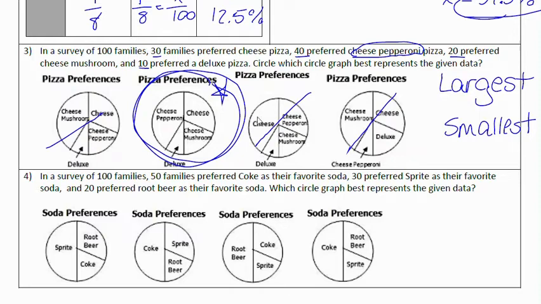So in this one, again, you're just going to look at your largest piece and then your smallest. So we had 50 families preferred Coke, 30 preferred Sprite, 20 preferred root beer. Which circle graph represents the data? So I'm going to look for the biggest one, which is Coke. Well, Coke is biggest here. It is not biggest here, and it's also biggest on this one. Now I'm going to look at the smallest, and root beer is the smallest preferred. So root beer is smallest here, but root beer is not smallest in this one. So it should have been the second one there.